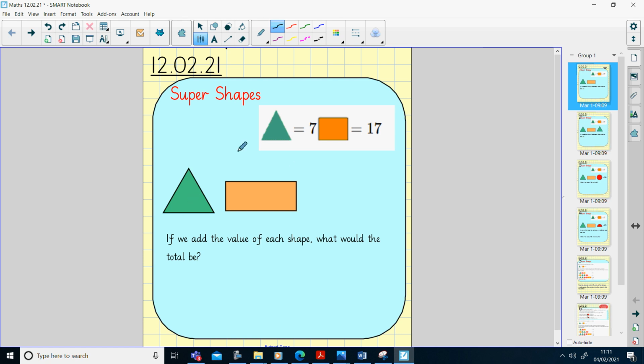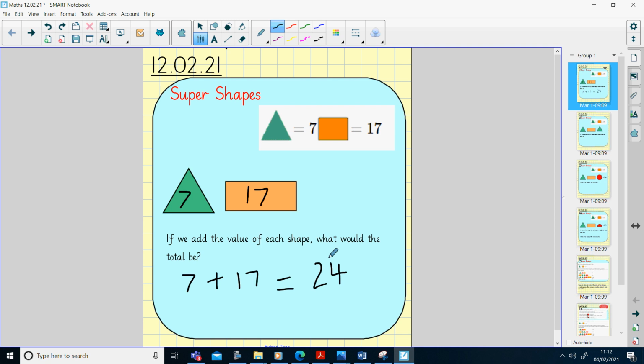So in this pattern here, I'm going to work out the value that is shown. So my green triangle, remember, is worth 7, and my orange rectangle is worth 17. So to work out the value of the pattern, I've got to do 7 add 17. And the answer is 24. I will upload a 100 square for you so that you can use that if you need to for your addition. Okay, so today is all about working out the value of the pattern shown.